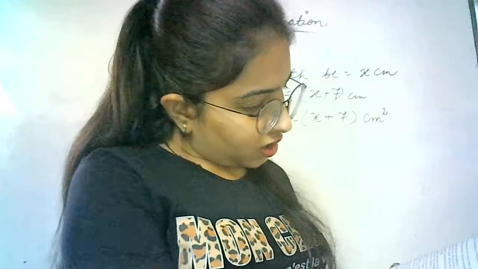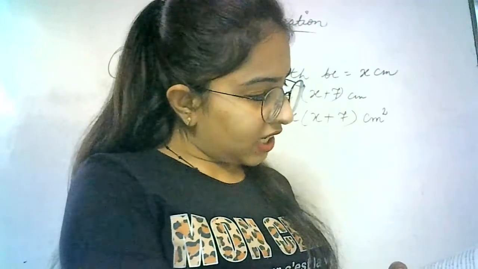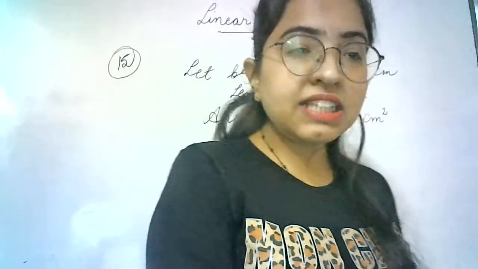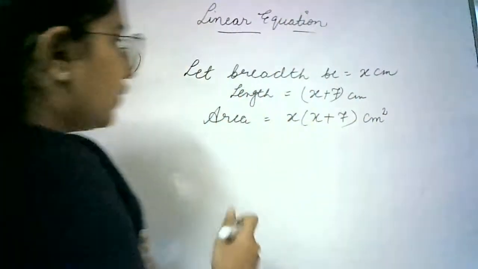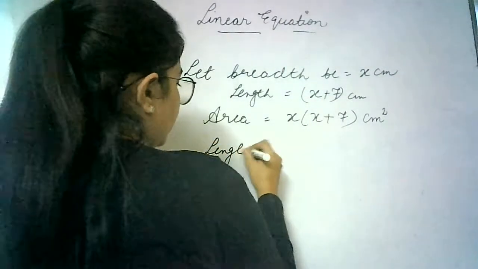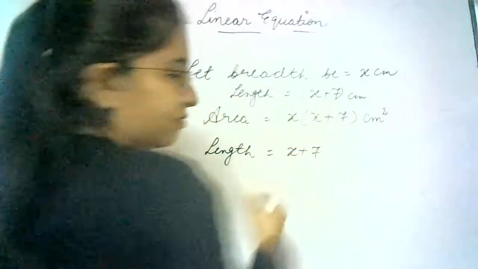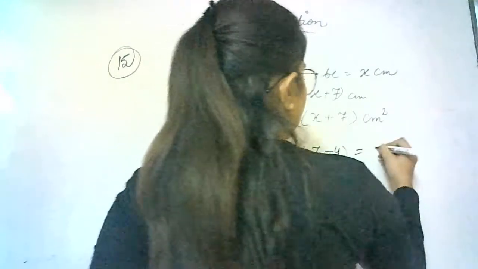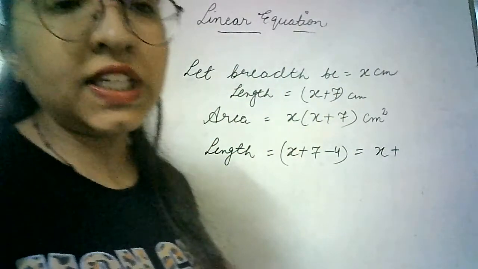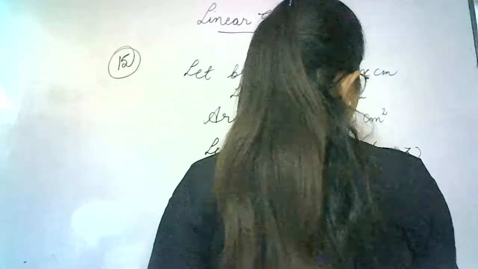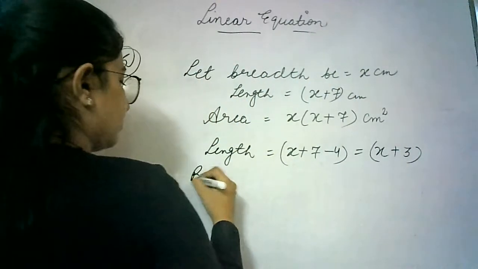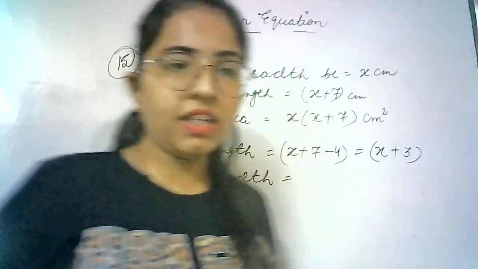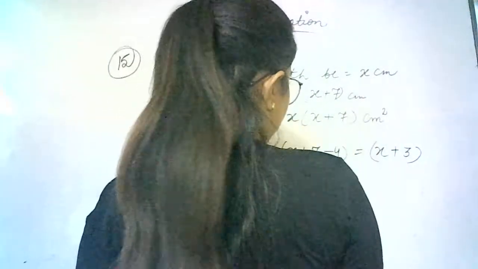That the area of the new rectangle is the same as the area of the original rectangle when length is decreased by 4 and breadth is increased by 3. Okay, let's decrease the length. Length which was x plus 7, right? Now just decrease it by 4. It will be x plus 7 minus 4, which is 3. So x plus 3. And the breadth is increased by 3. Breadth was x. It will be x plus 3.